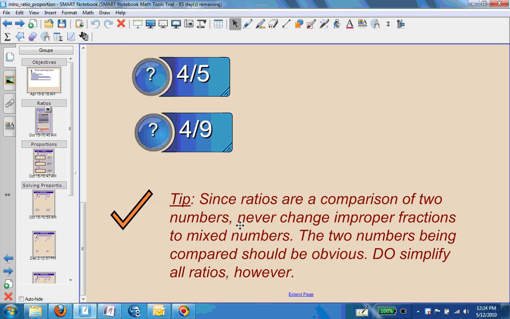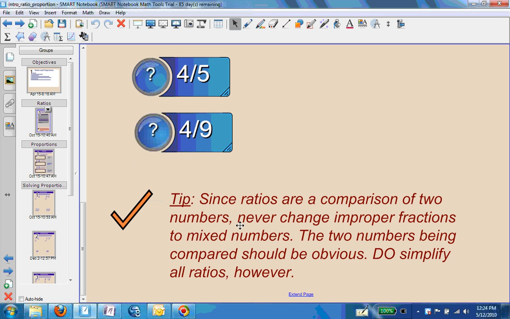Another thing you need to keep in mind is that you do always simplify fractions. So if we have, for example, 8/6, we would write that as 4/3, or 4 to 3.